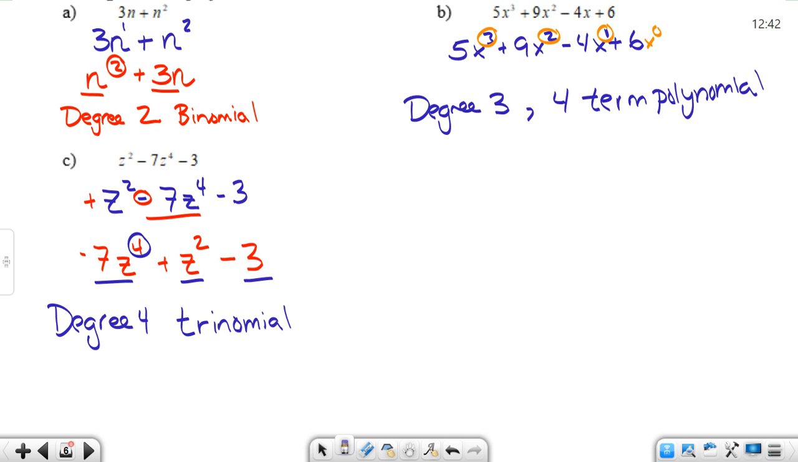And remember, guys, the easy way to identify the terms is to usually just count the number of operations. So we have a plus and a minus there. We're not really going to count that negative out in front. That's not really an operation going on. That's signifying that 7z to the fourth is negative. So if you really look at the interior operations, 1, 2 of them, so there must be 1, 2, 3 terms. So we have a degree 4 trinomial.